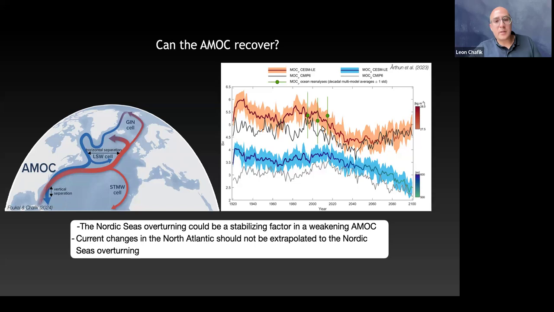The AMOC at higher latitudes in the Nordic seas could be a stabilizing factor in a weakening AMOC. So if the AMOC weakens at lower latitudes, but at our latitudes it still recovers, it could stabilize what's happening at lower latitudes. And most importantly, the current changes in the North Atlantic should not be extrapolated to the Nordic seas or higher latitudes, because we cannot measure it or make claims about the entire AMOC from just one place.